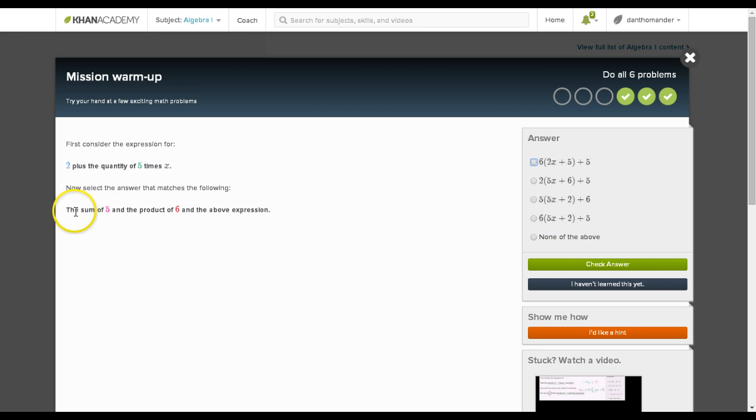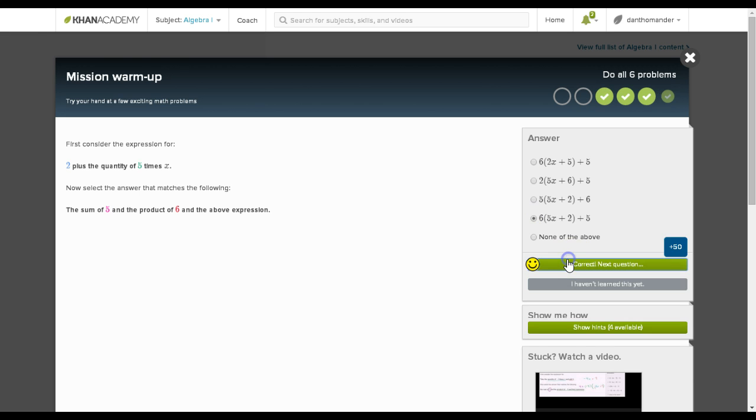All right, now it says the answer that matches the following. So it's going to be one of these guys right here. It says the sum of 5 and the product of 6 and the above expression. So the sum of 5 means we're going to be adding 5 to whatever the product of 6 and this is. So we're adding 5 to the product of 6 and that expression. There's that expression, which is 2 plus the quantity of 5 times x. So the sum of 5 and the product of 6 and this expression is that one right there. Okay.